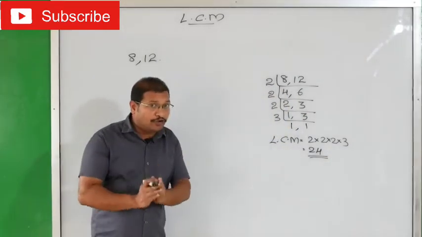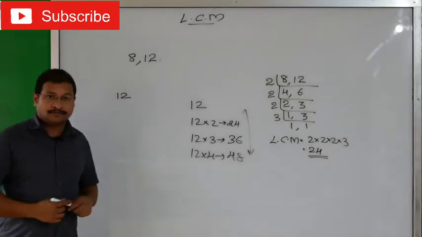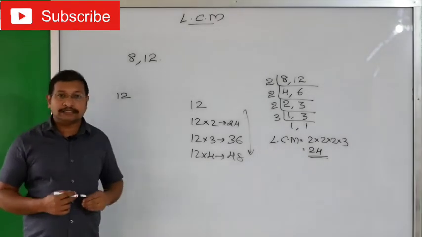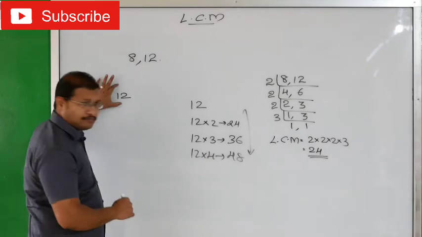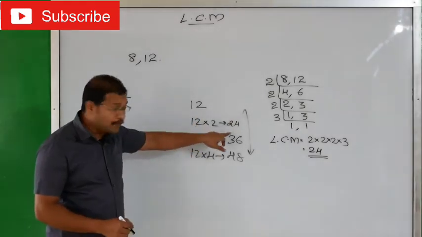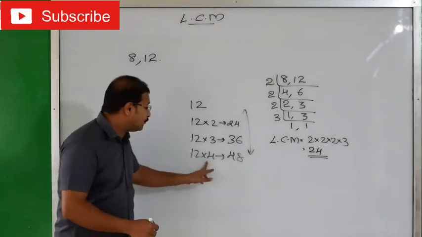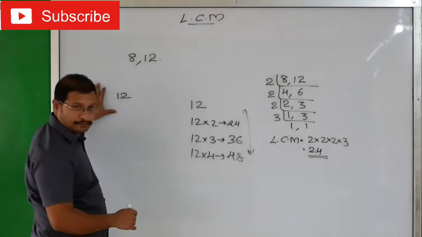Now what are we going to use? We will use another method to find out LCM. Let us see now the shortest method. See 8 and 12. The bigger number is 12. We will take 12. After that 12 ones are 12, 12 twos are 24, 12 threes are 36, 12 fours are 48. Because first we will try by 12.